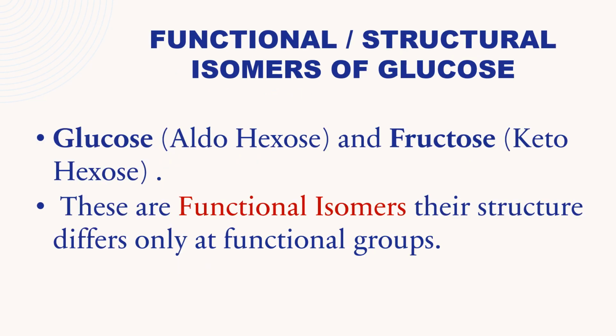Functional or structural isomers of glucose. Glucose, also known as aldohexose, and fructose, also known as ketohexose. These are functional isomers. Their structure differs only at functional groups, that is either at the keto group or at the aldo group.